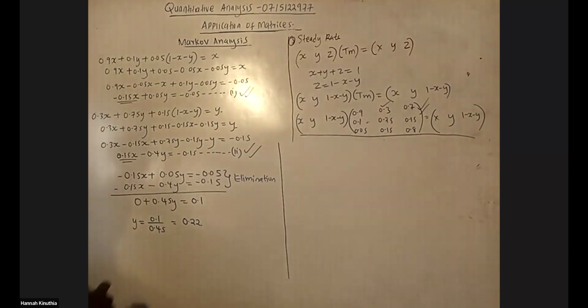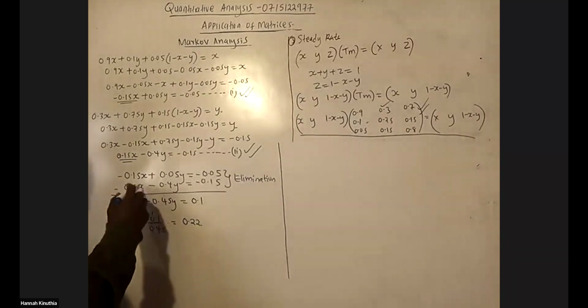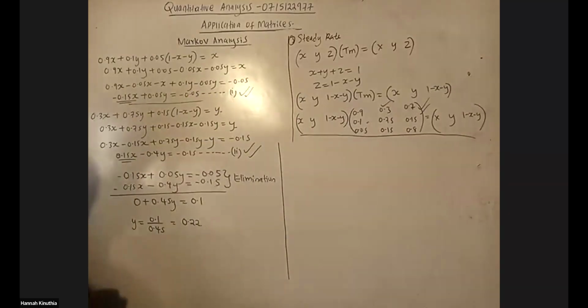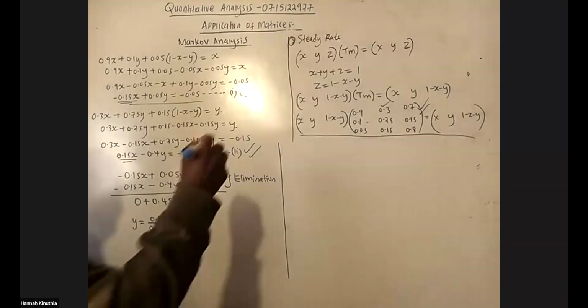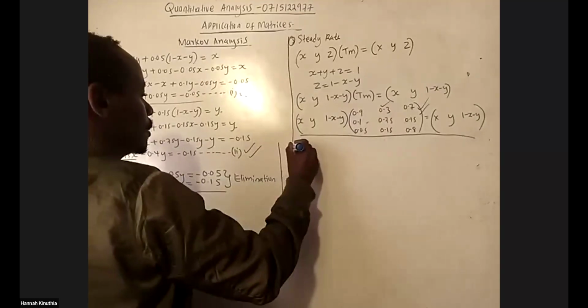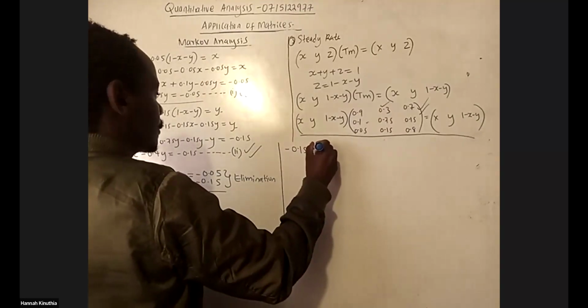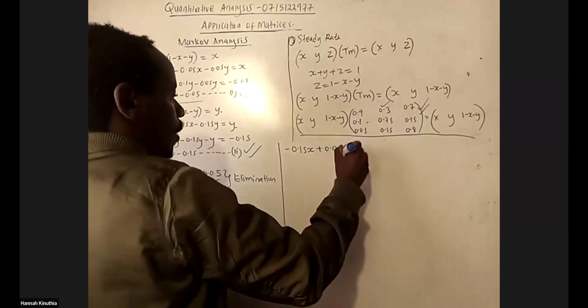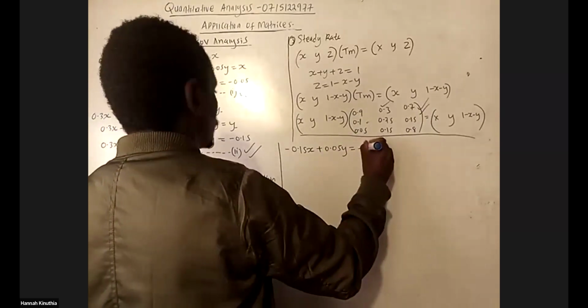Okay, let's find the value of x. So mtana mconfirm kama nimecalculate vizuri. Now we can use any figure. We can use the first one. Let us use the first equation to find the value of x. So we know from the first equation, minus 0.15x plus 0.05y is equal to minus 0.05.